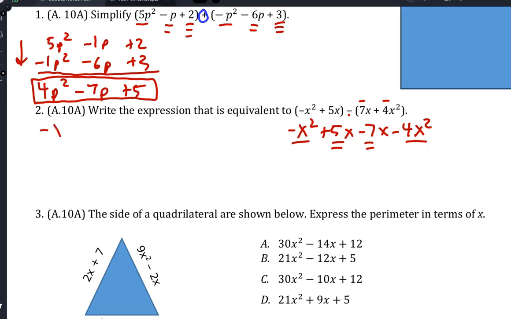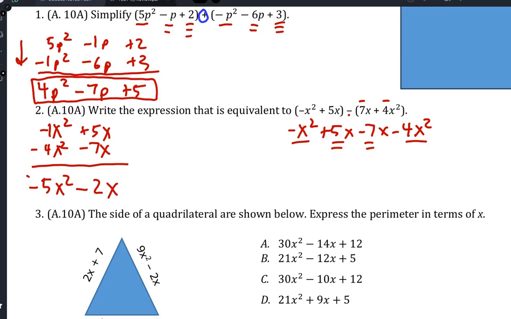I'm going to stack. I got negative 1x squared, and then I got a plus 5x. I got a minus 7x, and I got a minus 4x squared. Remember, technically there's a 1 here. So negative 1 and negative 4 combine up to negative 5x squared. Negative 7 plus 5, I got more negatives, so it's going to be negative. Take 5 away from 7, 2. So negative 5x squared minus 2x is the answer.